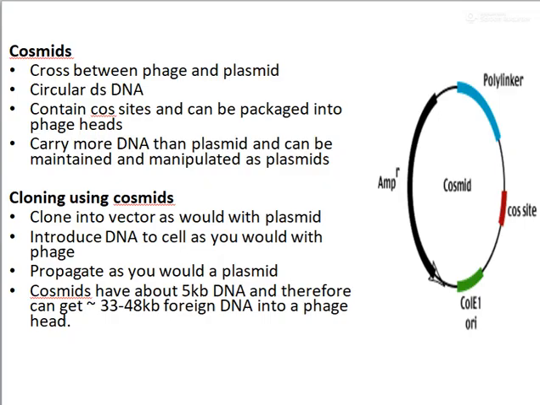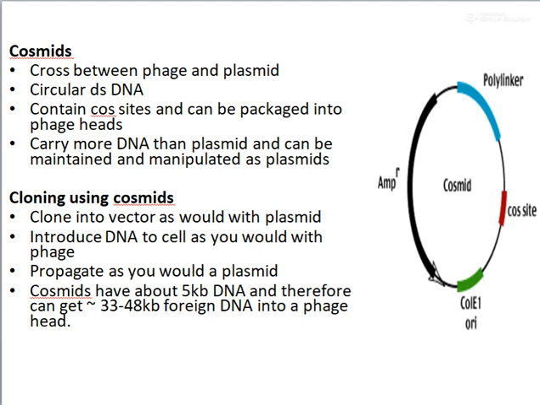A cosmid, as we know, is a vector which is a cross between a phage vector and a plasmid vector. Cosmids have a circular double-stranded DNA and they contain the cos sites of the phage vector. Because they have the cos sites of the phage vectors, they can be packaged into phage heads, and they also carry more DNA than the plasmid and can be maintained and manipulated as a plasmid. So the cosmid is a hybrid between the plasmid and the phage vector.